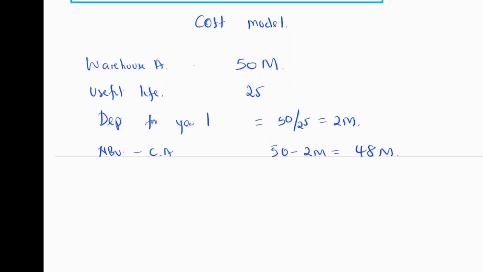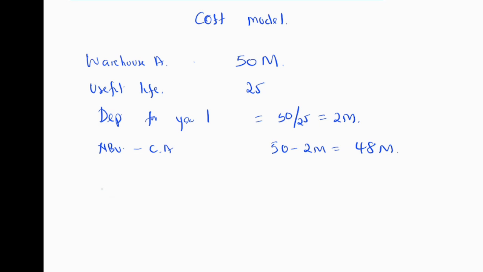So since it is cost model, let us continue. For year two, there is no change since it is cost model and the revalued amount won't affect. So NBV for year two is equal to, since it is also a straight line, we will just pick the 50 million minus 2 million minus 2 million. This is year one, and this is year two.